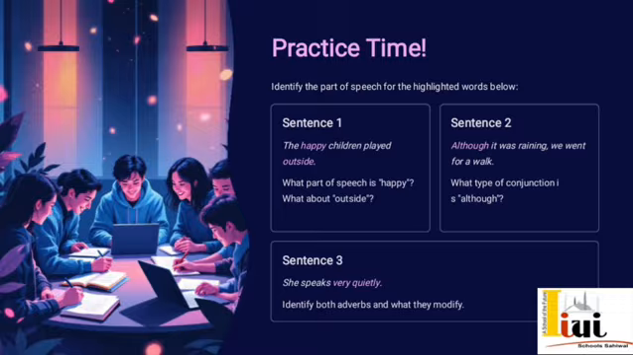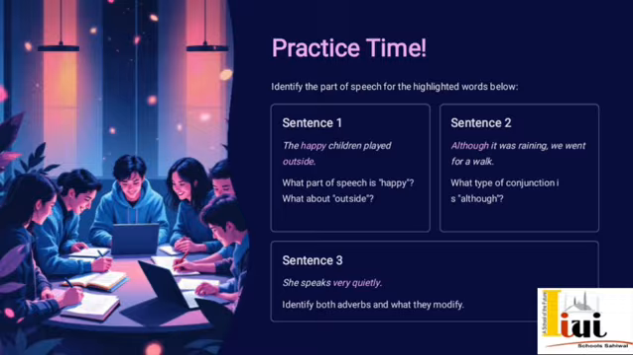The next sentence is, although it was raining, we went for a walk. Although is a subordinating conjunction because it introduces the dependent clause. It was raining is the dependent clause, and the second clause is we went for a walk. So although is a subordinating conjunction.